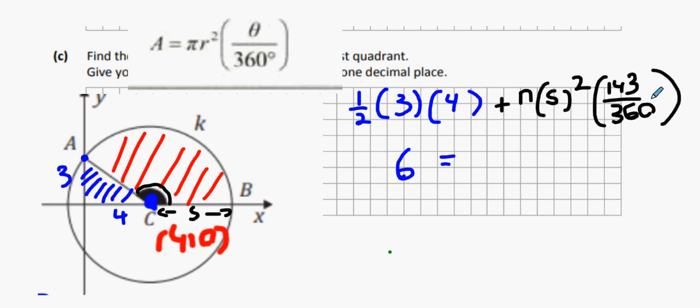I got 31.2. You got 30. Oh yes. Yeah, I see it now. Yeah, good man. Plus 31.2 equals 37.2.